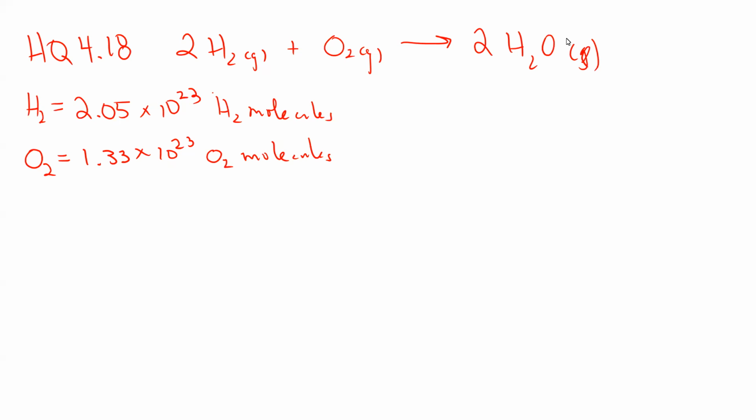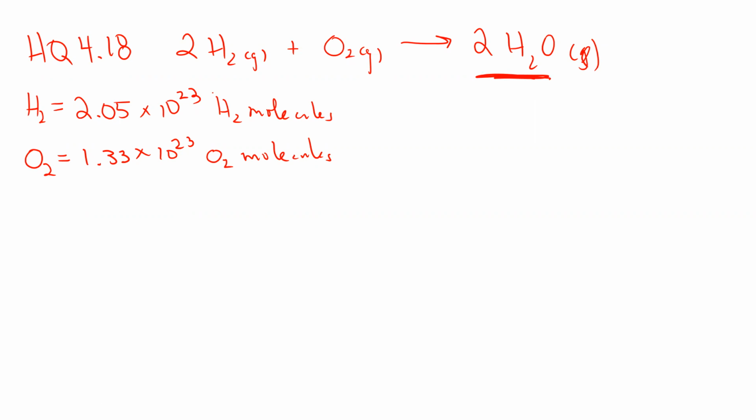So question 18 from the homework, right? We're given that hydrogen reacts with oxygen to produce water, and they tell us we've got 2.05 times 10 to the 23 hydrogen molecules react with 1.33 times 10 to the 23 oxygen molecules, right? They ultimately want to know what's the mass of water we're going to make in this reaction.